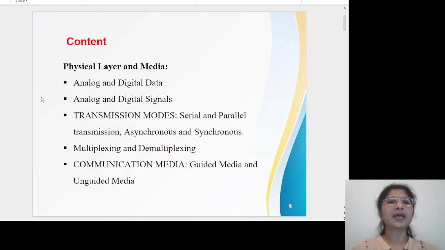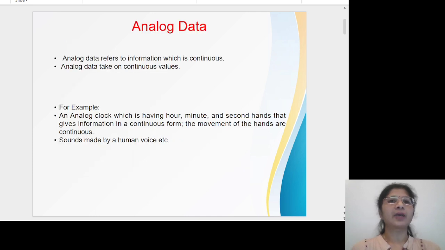The content that I have to cover in my lecture is physical layer and media, analog and digital signals, analog and digital data, transmission modes, serial and parallel transmissions, asynchronous, synchronous, multiplexing and demultiplexing, and communication media.